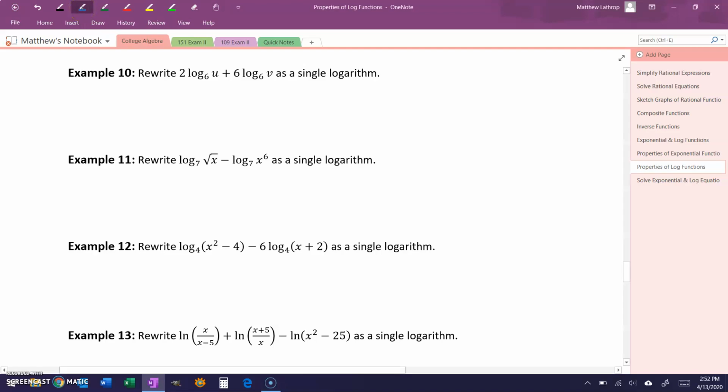In the next four examples, we want to do the opposite of what we've just been doing. We want to take logs that are broken up over multiple terms and combine them into a single logarithmic statement.